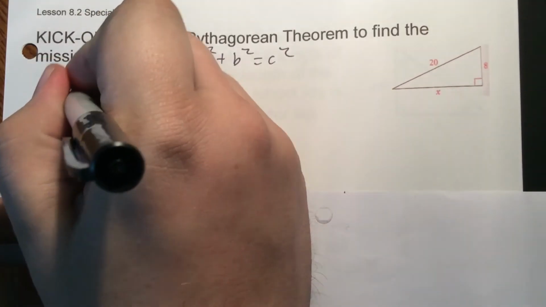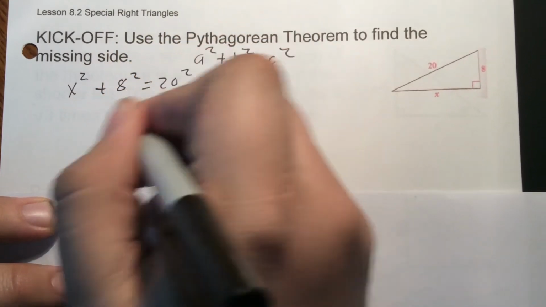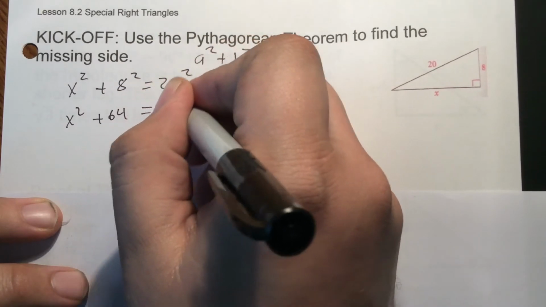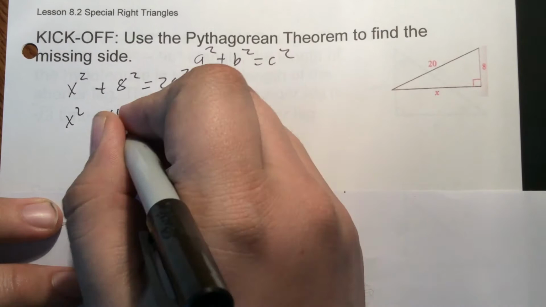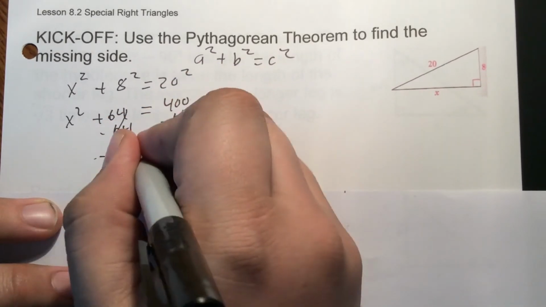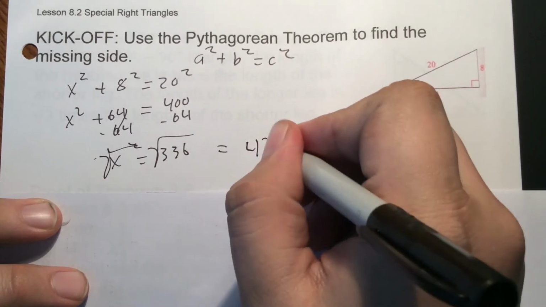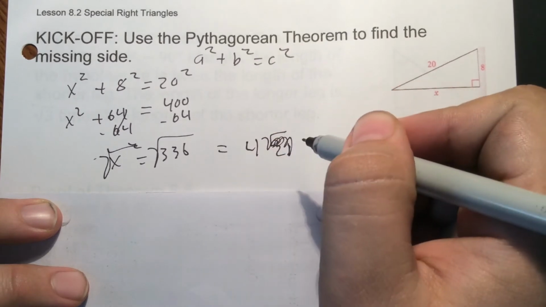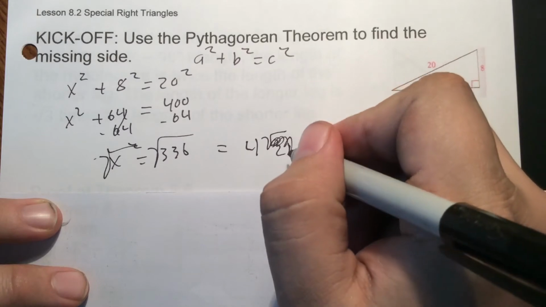So, setting this up, we would do x squared plus 8 squared equals 20 squared. So x squared plus 64 equals 400. Subtract the 64 to the other side. So x squared would equal 336. And we square root that. And that's where we get 4 square roots of 20. No. What did we do there? Yeah. 4 square roots, 21.